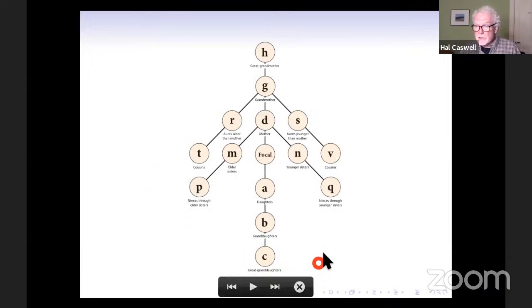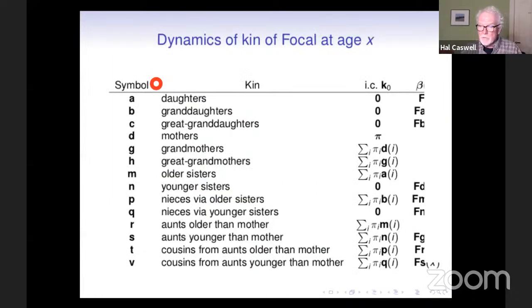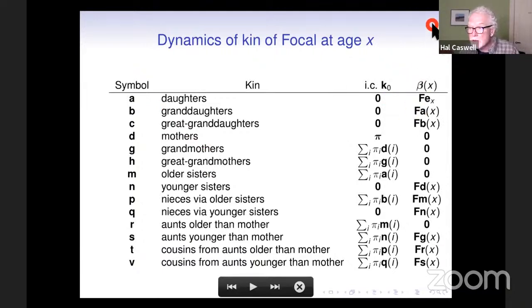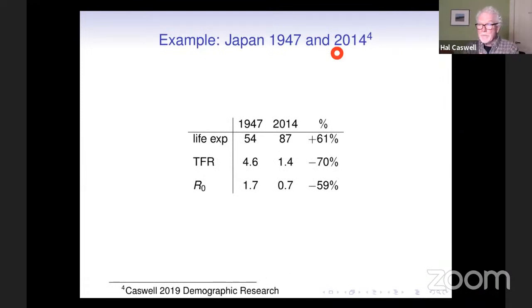So we can walk through this entire network and extensions of it, doing exactly this same logic. When we do that, we get this table, which you're not supposed to look at. What you need to notice is here's all these letters, all these different kinds of kin. Here's an expression for the initial condition. Here's an expression for the subsidy term. And this defines the entire kinship network. Wow, okay, let's do an example.